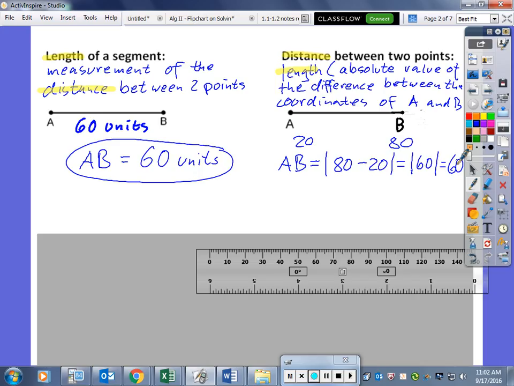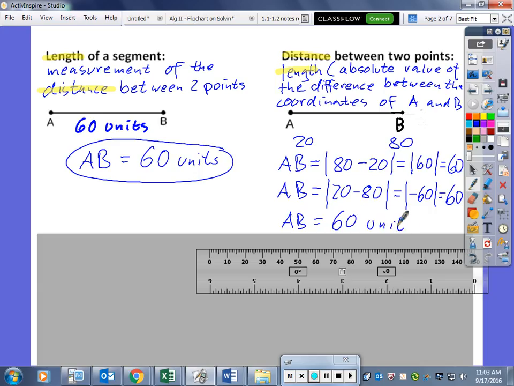But even if we had calculated the other way around, the absolute value of 20 minus 80, this time we get negative 60, and this time we definitely need the absolute value bars to tell us that the distance between A and B is 60 units, and both ways we come up with the same result.